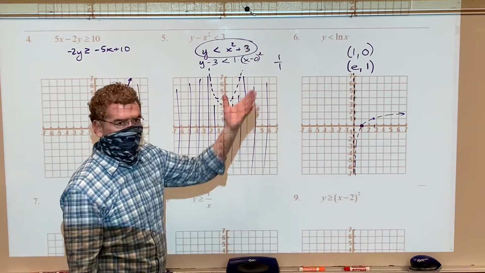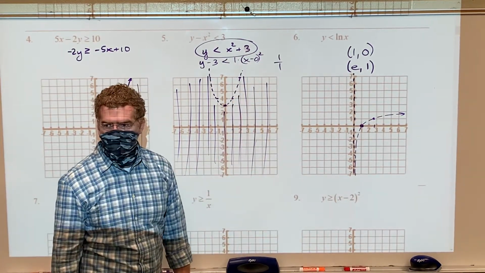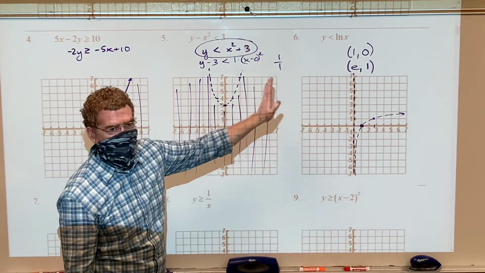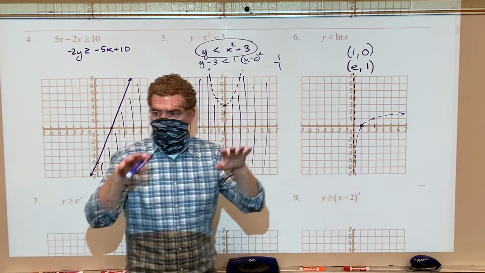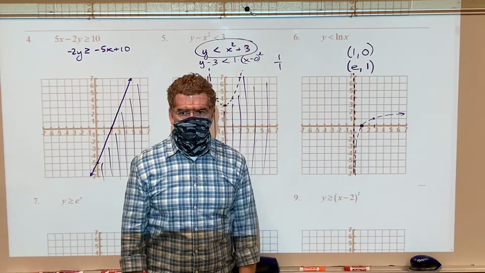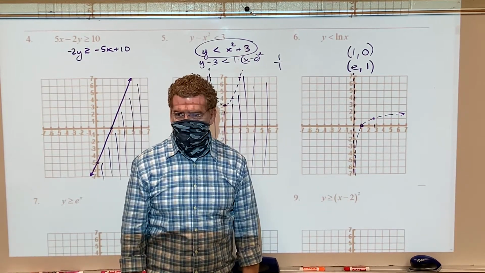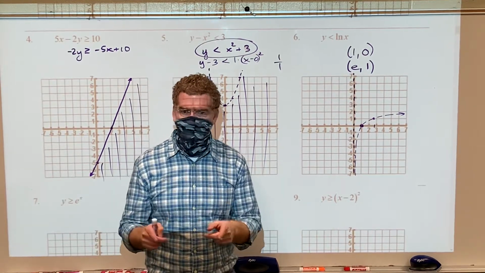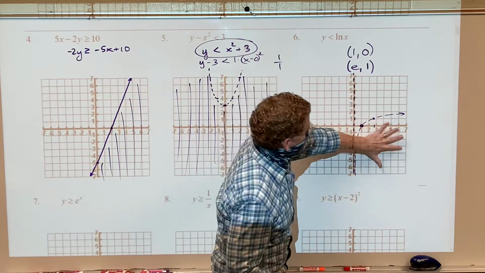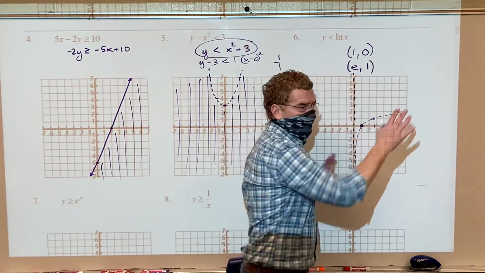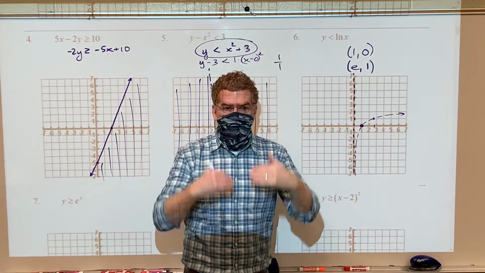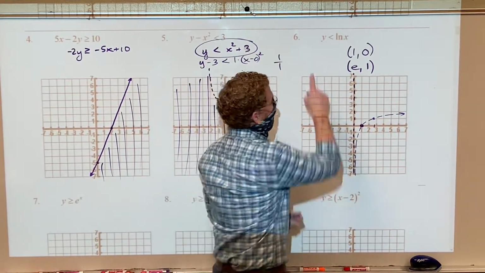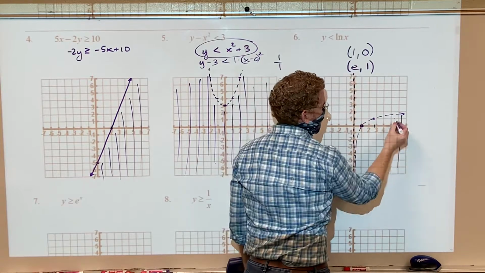And then where would I shade? Above or below? Since it's y less than that. Which way? Below? Yeah, I'm going to shade below. Now, a lot of people miss this because they're thinking, wait, do you shade there or on the outside? But if it's a function and you have y, it's above or below. So I'm shading y less than that, I'm shading below.